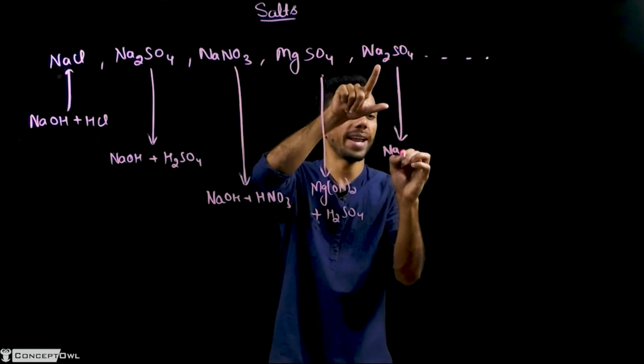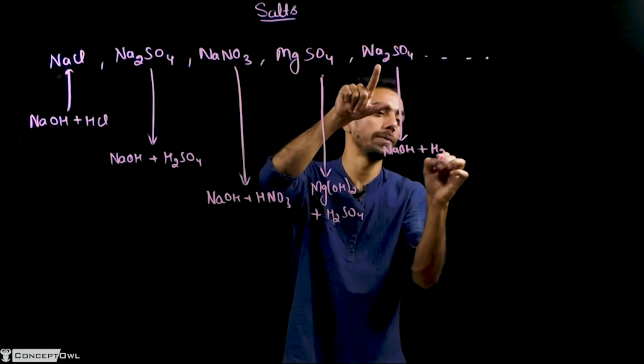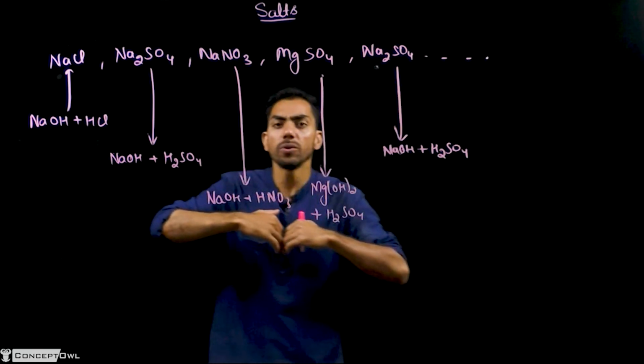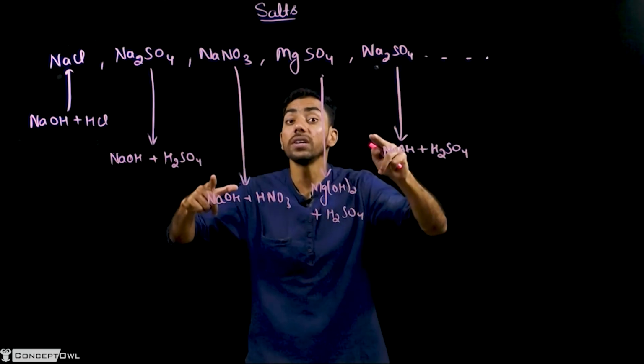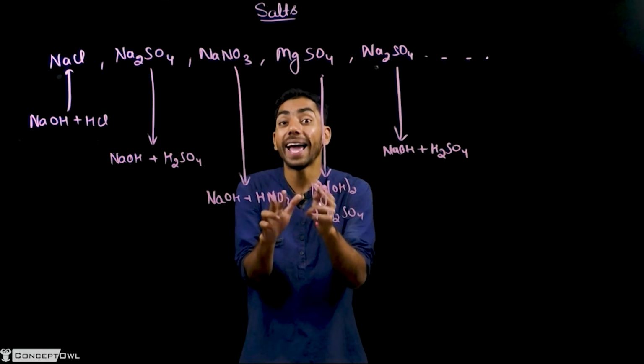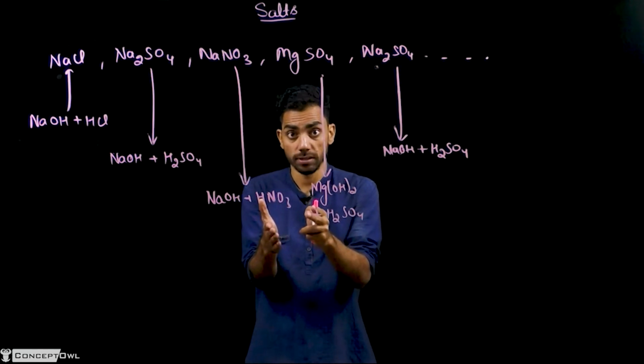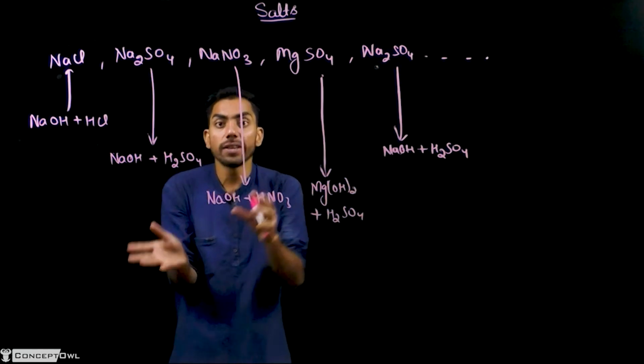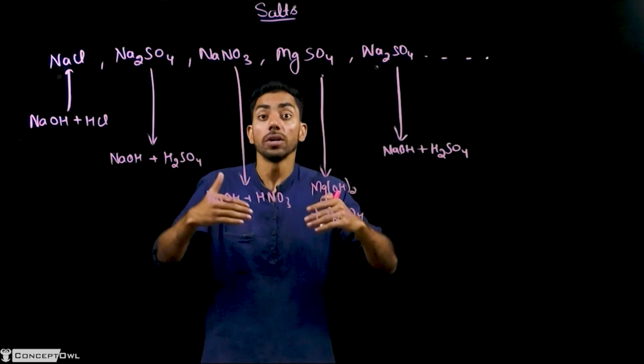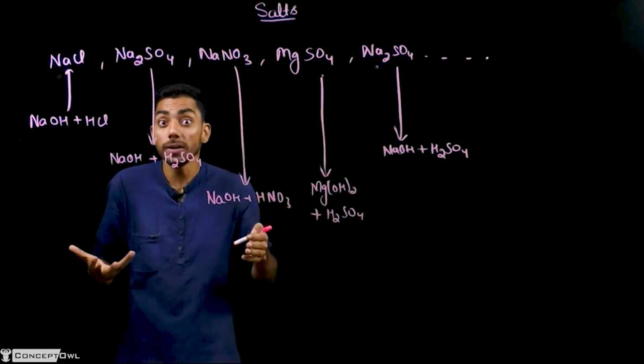Na2SO4 is coming from NaOH plus H2SO4. So you can produce a large number of salts with the help of different acids and bases. So when acid and base react, they form the salt. Is this clear? So if someone asks you what is salt?